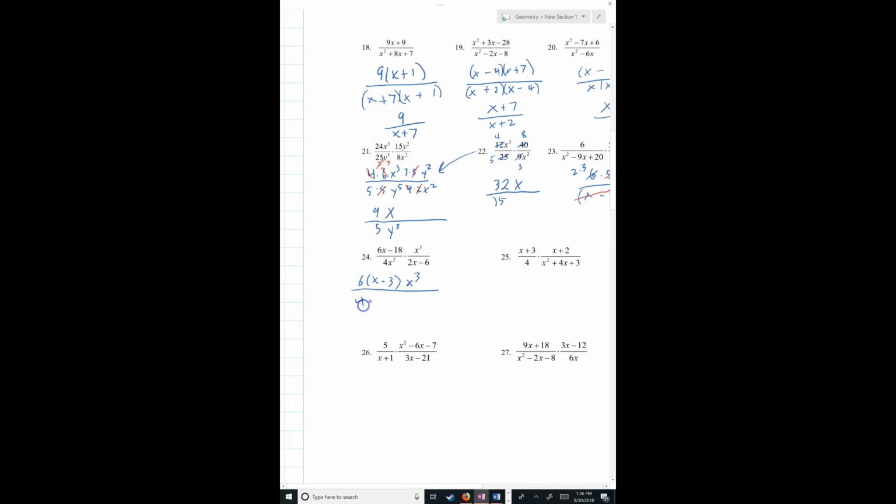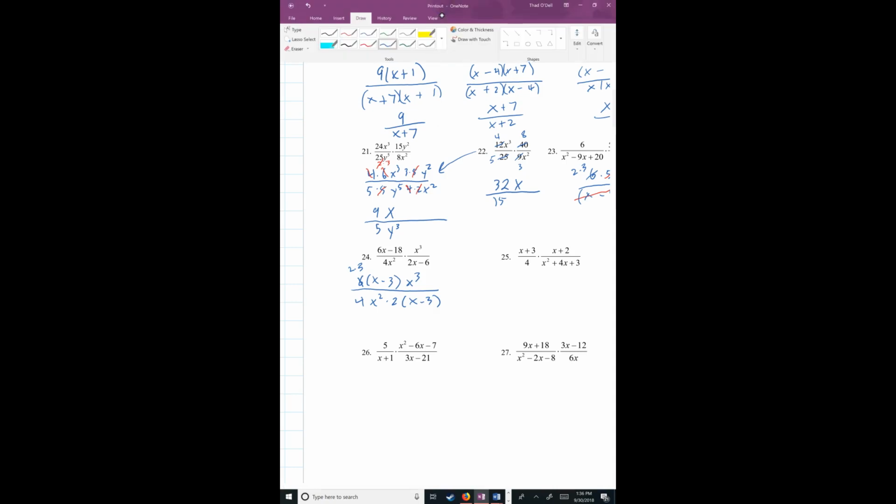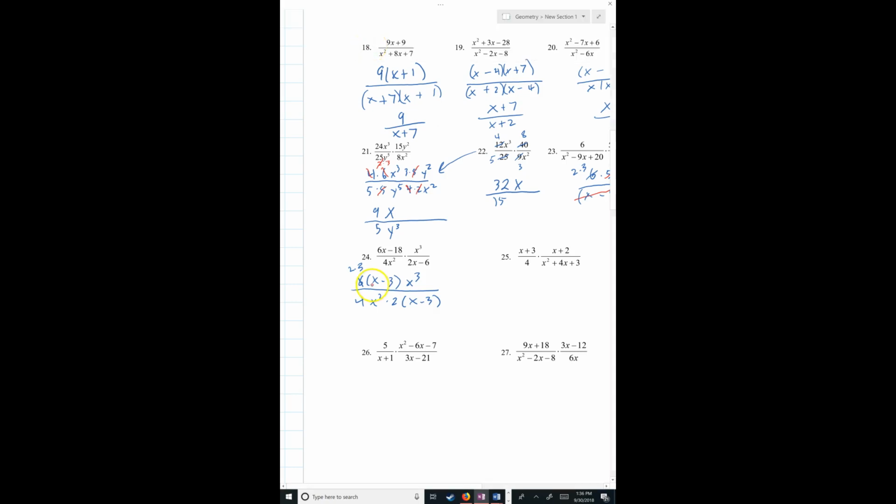And here I'm going to have a 4 times x squared times 2 times x minus 3. And so then we can see some things canceling here. Maybe I'll cross out that 6 and write a 2 times 3. That'll be helpful. So then, again, grab my red canceling pen. And x minus 3's will cancel out, because that's a factor at the top. The 2 will cancel out. And x squared will cancel with some of those, leaving just an x.